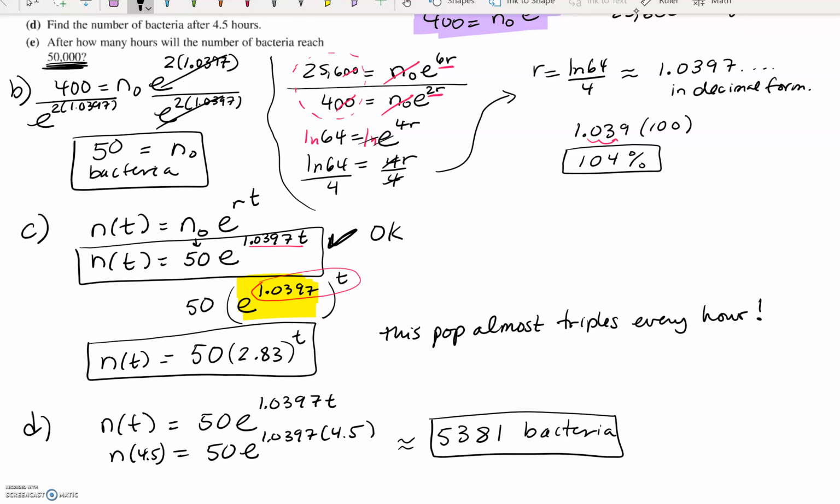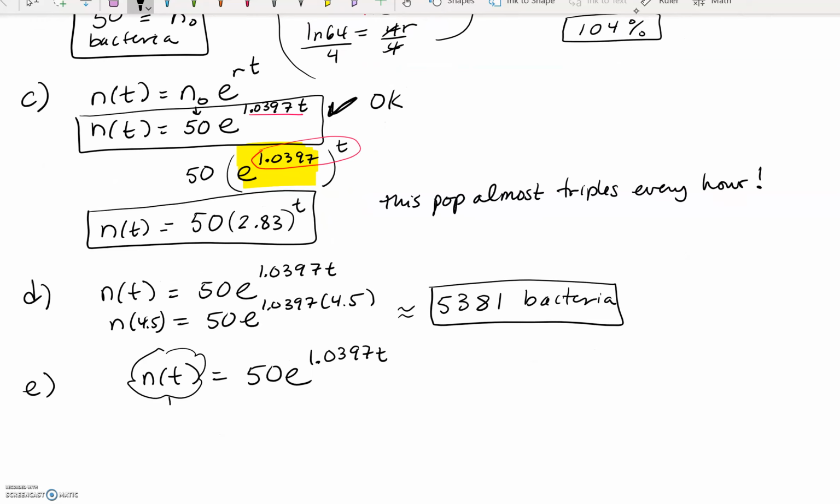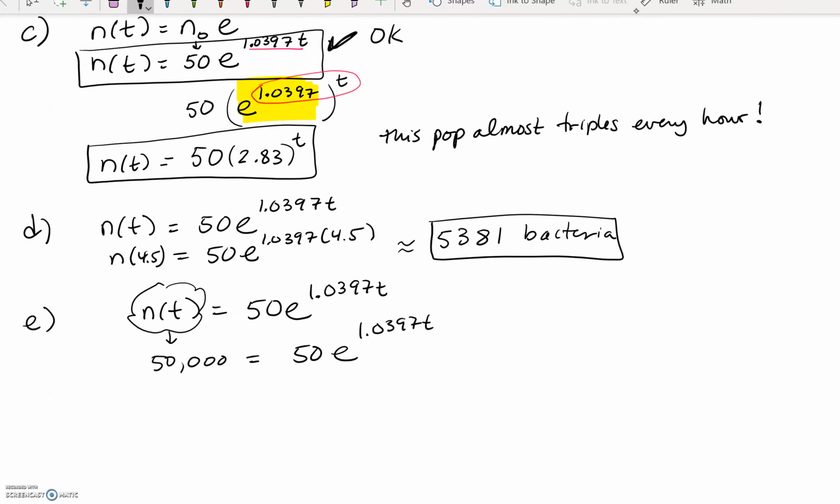So now I'm looking for time. I have the output of 50,000. So for part E, I'm going to start with the same model and put in 50,000. I want to know when it reaches 50,000. Now I just have to solve that exponential equation. So let's divide both sides by 50. That's e to the 1.0397t equals, we end up with 1,000.